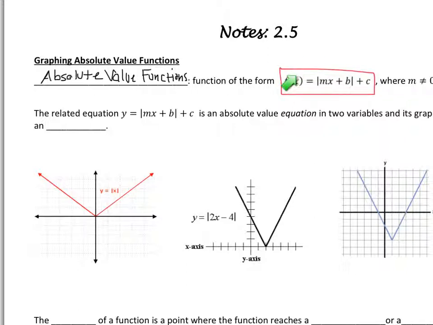In this f of x right there, is that multiplication? Maybe. No! It's a name. It's not multiplication. It's a name. So we can replace f of x with y. They mean the same thing.